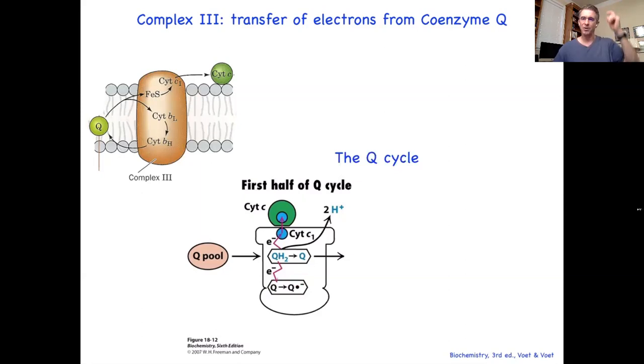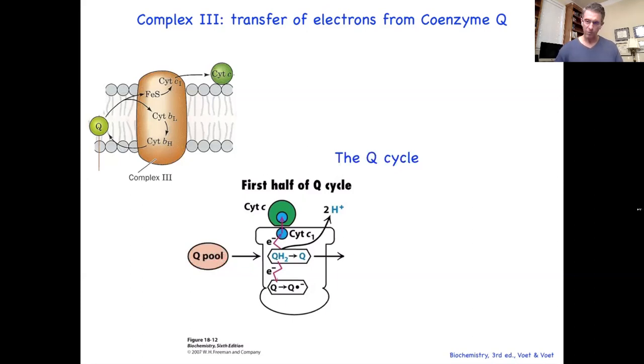Now, you'll notice something. We talked about this before, and I didn't point it out as explicitly, but the same thing is happening in complex 2. In the case of complex 1, it's both pumping protons, but it's also taking up some chemical protons when we make this reduced dihydroquinone Q. Complex 2 doesn't pump protons, but it still takes up a couple of chemical protons for the coenzyme Q pool.